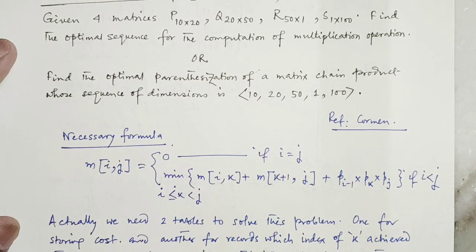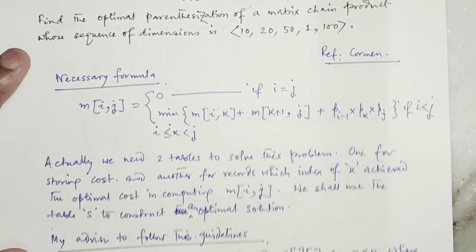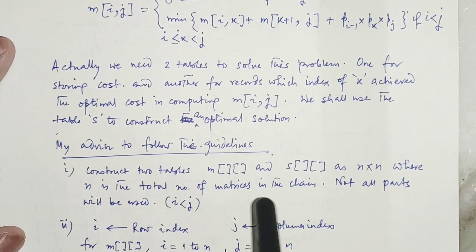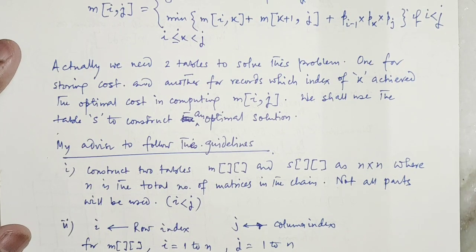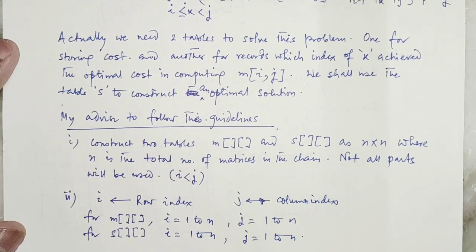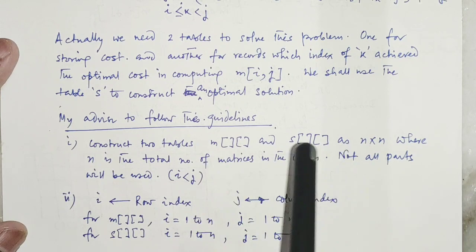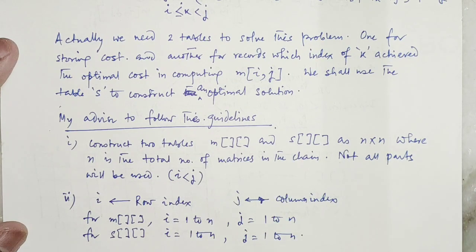So M table will be 4 cross 4 and S table will also be 4 cross 4. And not all parts will be used. I less than j part will be used. That means the upper triangular half of both the matrices will be used. And both the matrices means M and S table actually. I am talking about these two tables.